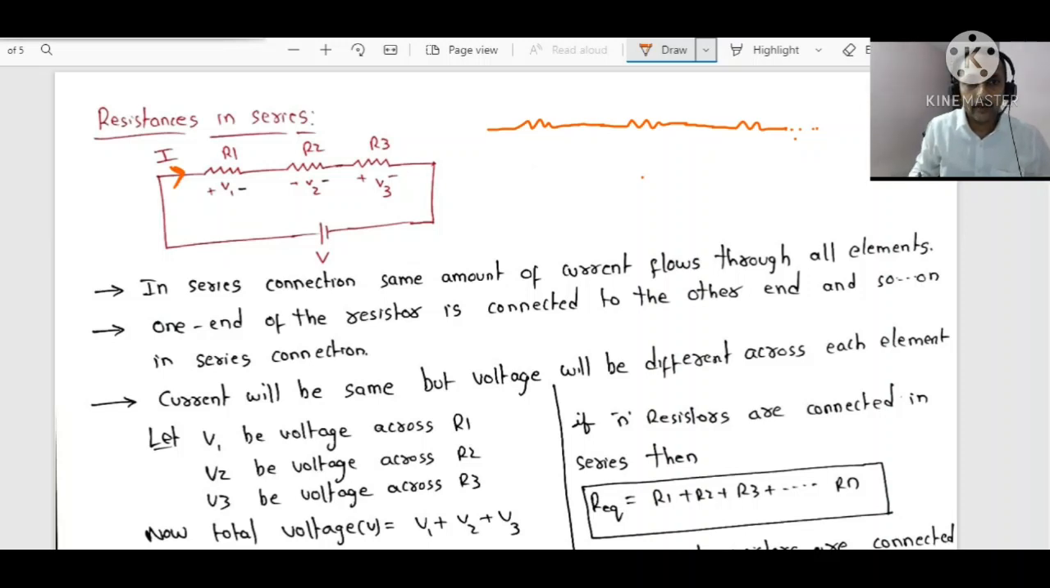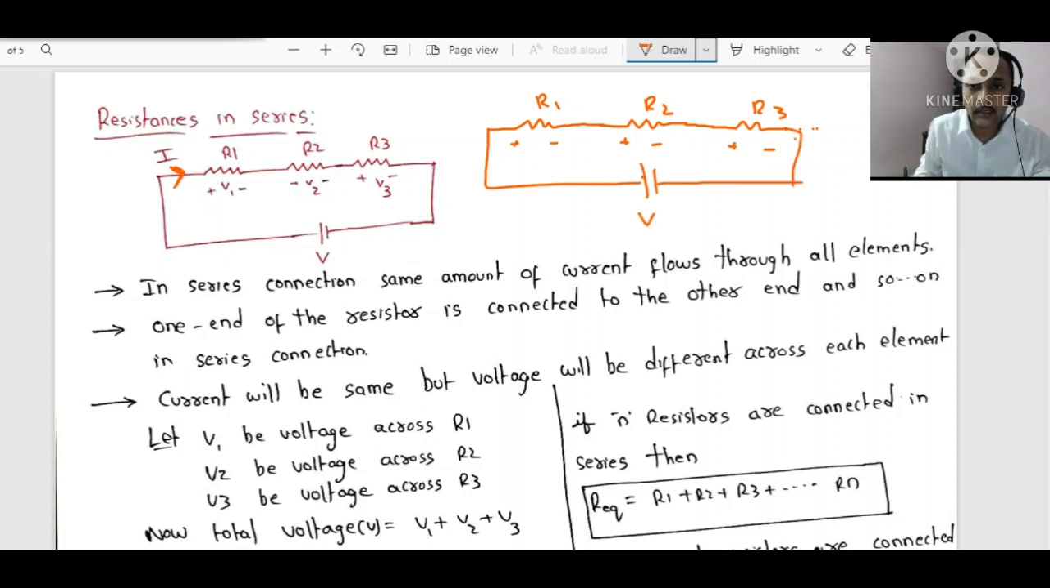I repeat again, when can you say the resistances are connected in series, dear students? One end of the resistor, positive, negative, positive, negative. The negative terminal is connected to the positive, and again this negative to the other positive, and so on. These polarities are arbitrary. So in such a case, what will be the total resistance? If it is R1, R2 and R3, connected like this to a voltage source V, what will be the total resistance? That is what we have to find.